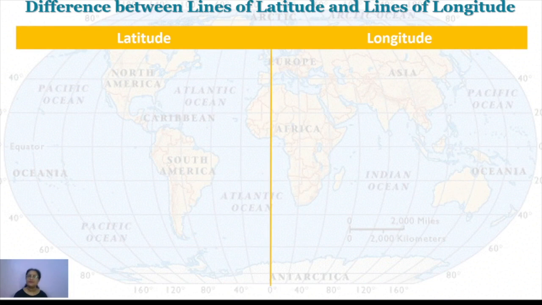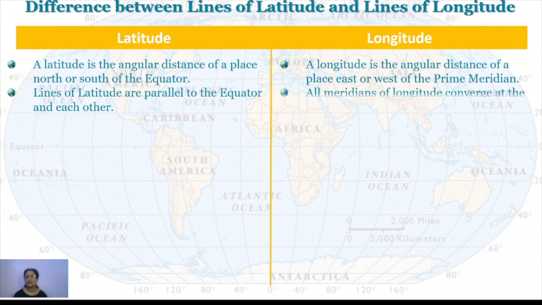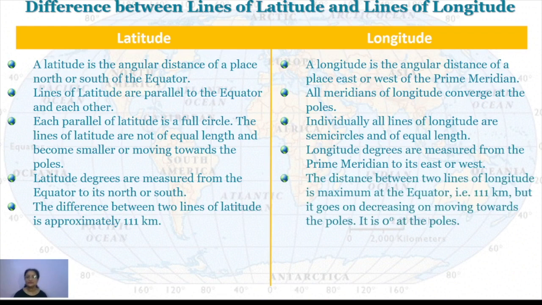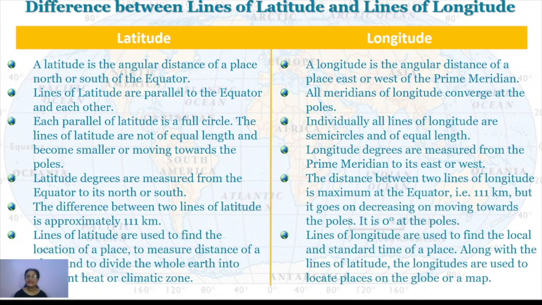Now, what are the basic differences between the lines of latitude and lines of longitude? If we take the lines of latitude first, you can see here the basic differences. It's very easy to differentiate between the two. Latitudes are the angular distance of a place north or south of the equator, right?